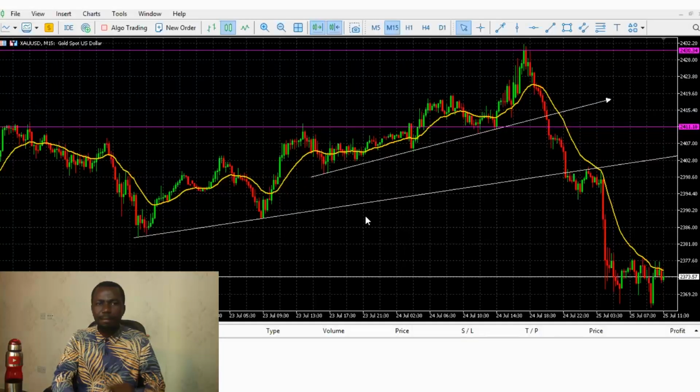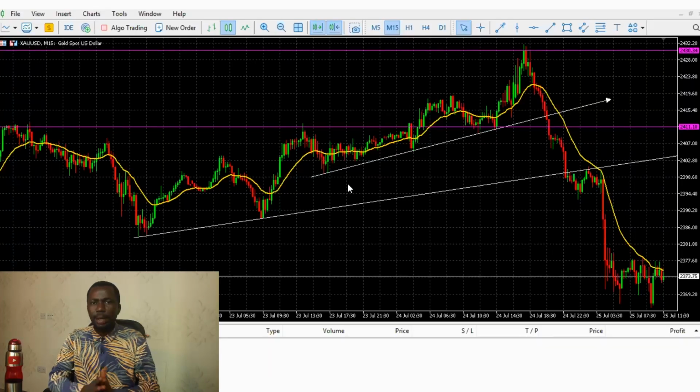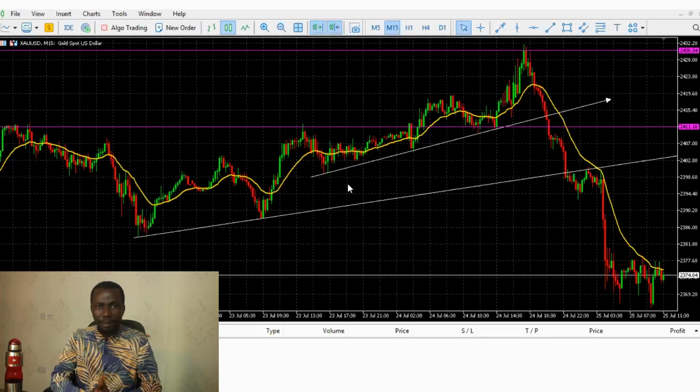So this is the MT5 trading platform, and you can see I'm trading gold, XAUUSD. Now I am a day trader and also a scalper. I'm not a swing trader. Sometimes I can be, but I am a full-time day trader and scalper. For you to be able to trade gold profitably, you need to trade in the direction of the trend, because gold is always trending, either trending up or trending down.